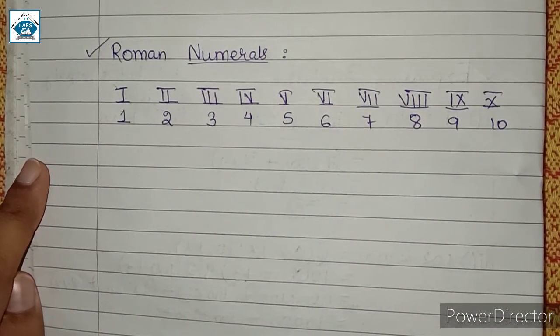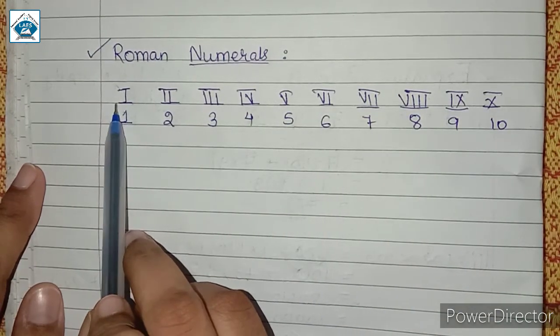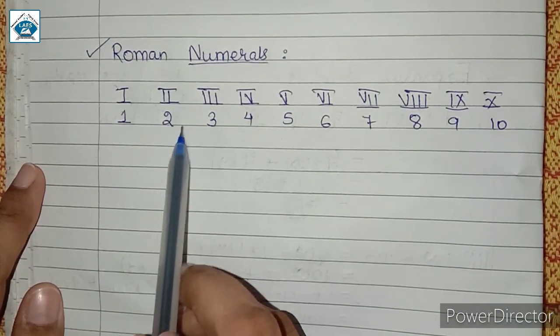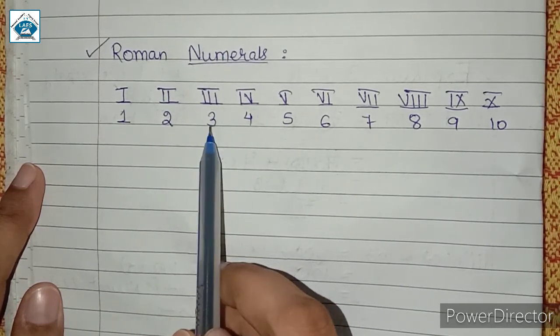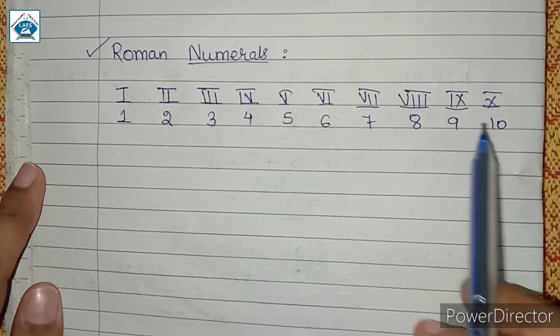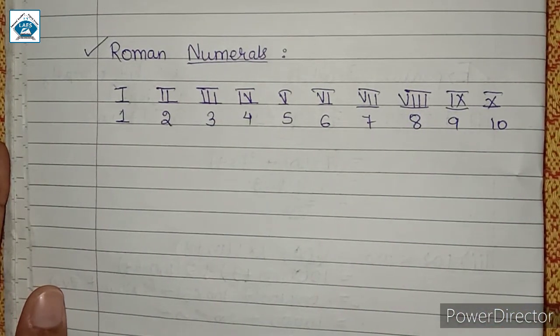So here as you can see, 1 is represented by I. If we write I 2 times, then we can read it as 2. 3 times I is read as 3. And similarly, these are the other patterns. So here you can see clearly a pattern that is following.